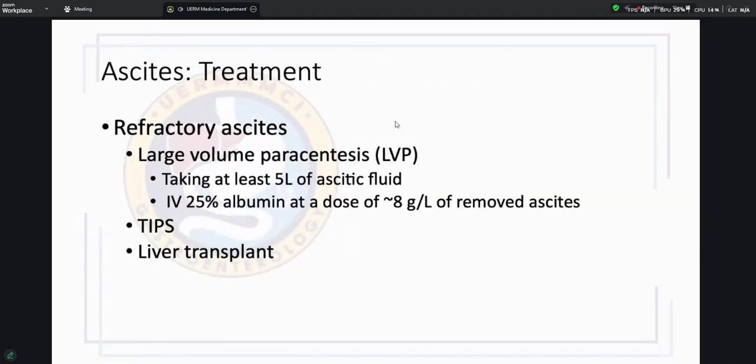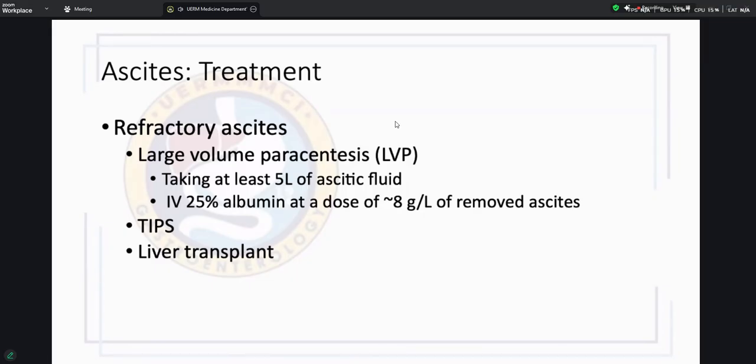If ascites does not resolve despite a low sodium diet and diuretics, or quickly recurs after paracentesis, then that would be refractory ascites. Treatment options would then include repeated large volume paracentesis or a consideration for TIPS. Large volume paracentesis is taking at least 5 liters of ascitic fluid by paracentesis. But if this is to be done, intravenous albumin should be given during paracentesis to prevent circulatory dysfunction.